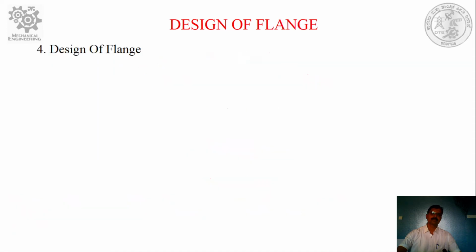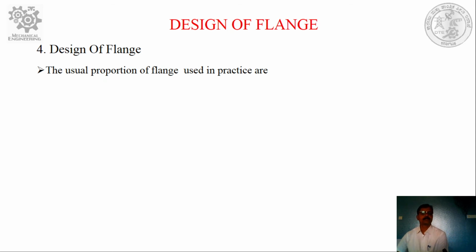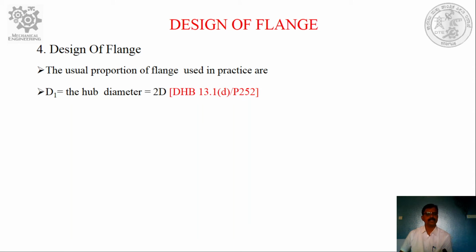Now let's move on to the flange, design of the flange. Now we have the empirical relations. The usual proportions of the flange in practice are: D1, the hub diameter, is equal to 2 times D. We take this from the data handbook, equation number 13.1 D, page number 252. D1 is equal to 2 into 32, that is 64 millimeter, the hub diameter.